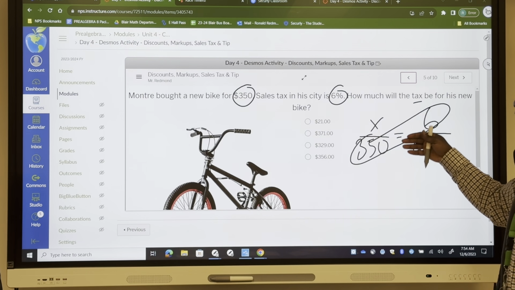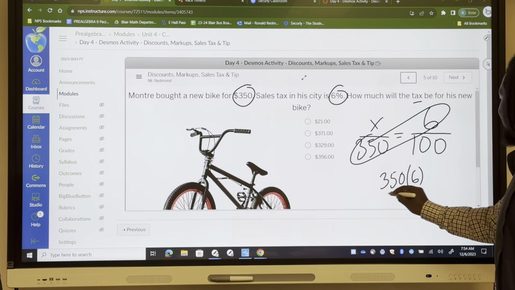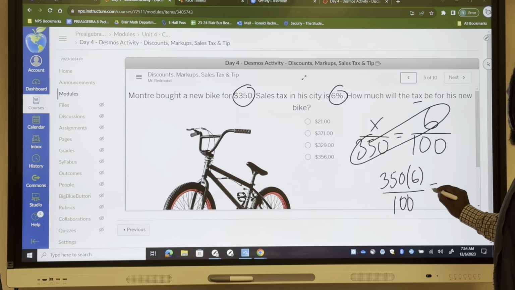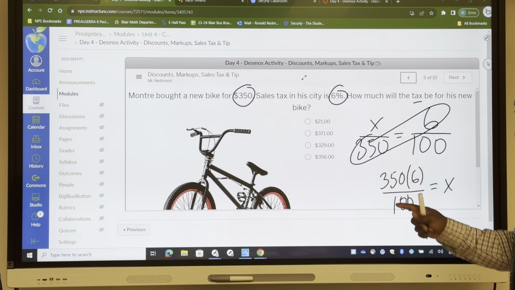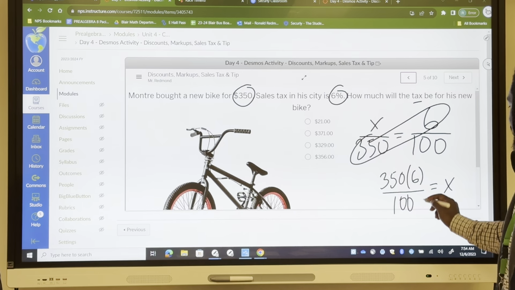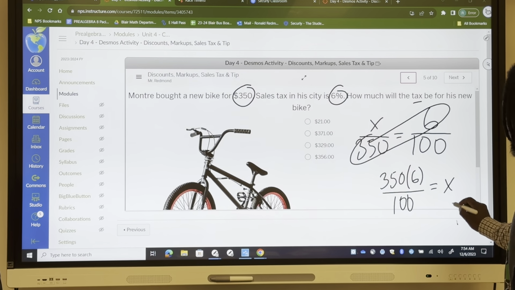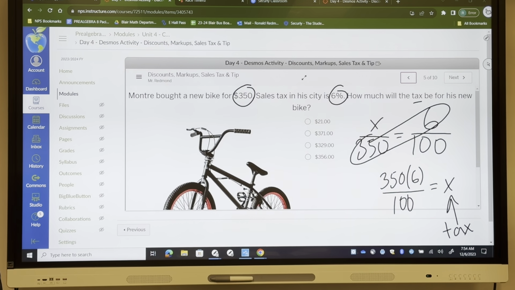So when I do this, this is gonna give me the amount of the sales tax, and I can stop right there. After I cross multiply and divide by 100, that is the answer, because I'm not looking for the new total, I'm looking for the sales tax. So whenever you calculate this, this is the amount of the tax. And so that will be my answer.